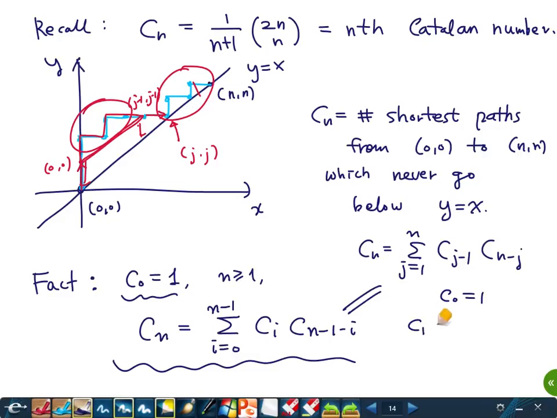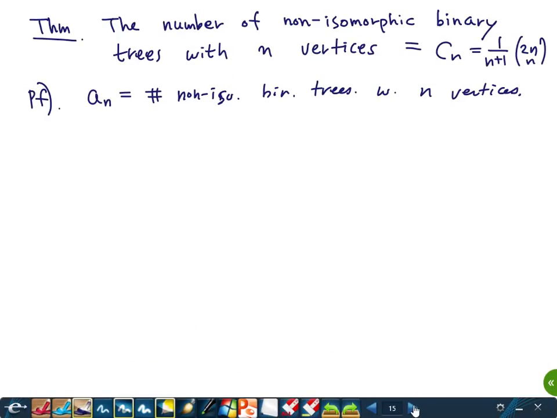So for instance, C1 equals C0 times C0, and that's it, which is 1. And C2, what is C2? With i equals 0, C0 times C1, plus C1 times C0, which is 2, etc. In this way, you can determine every Cn. So our goal is to show that an has the same recurrence relation. First of all, what is the initial condition? A0. The number of non-isomorphic trees with 0 vertices. We think of the empty graph as such a binary tree. So we can say A0 equals 1.